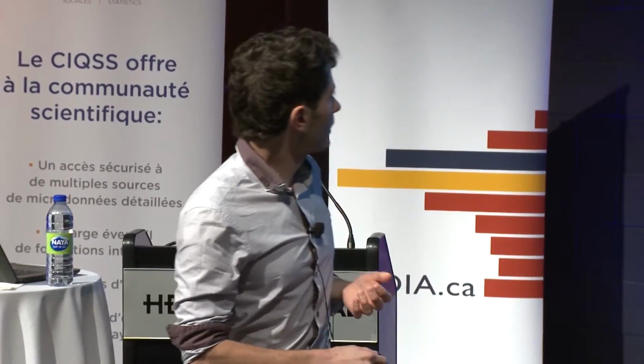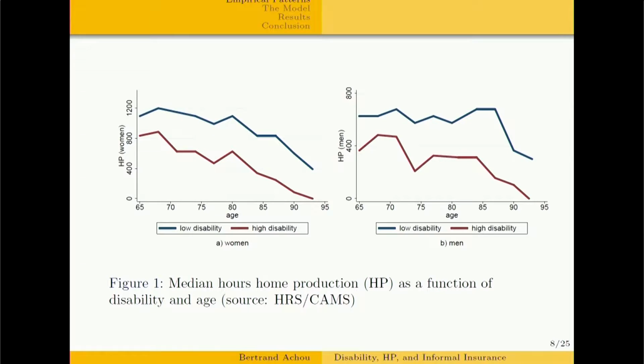So the first interesting pattern is the shocks that you observe to home production. On the left panel, you've got hours of home production done by women as a function of age and disability, in hours per year. You see that a healthy woman in her mid-60s spends about 1,200 hours on home production annually. This is about 60% of the average time spent working by a US worker, so that's quite substantial. But as a woman becomes disabled, her hours of home production fall substantially, and if she is very disabled and very old, usually to close to zero. So you've got very large shocks on these dimensions.